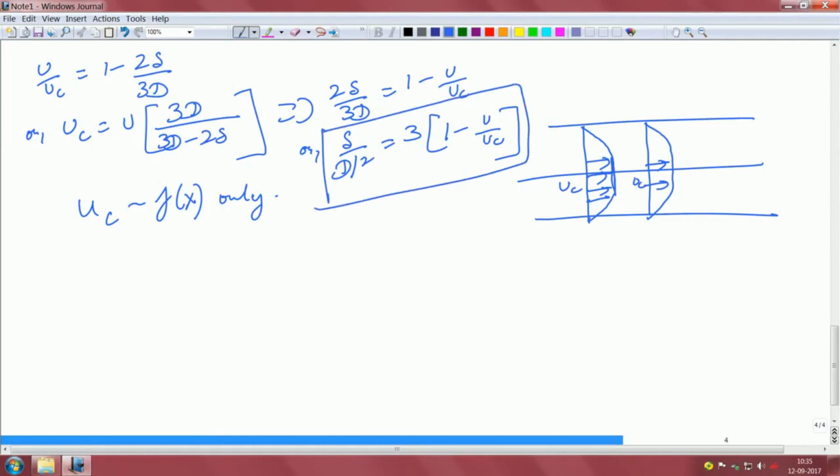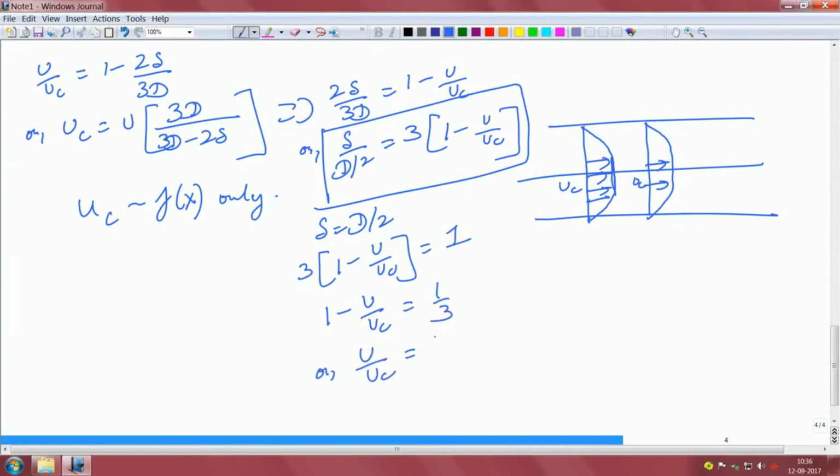So, this is fairly easy. You know that delta by d by 2 is basically 3 into 1 minus u by uc. Now, when delta becomes equal to d by 2, then 3 into 1 minus u by uc becomes equal to 1, or u by uc is equal to 2/3. So, this u then becomes equal to 2/3 of your uc at that particular location, obviously. So, that is what you get.